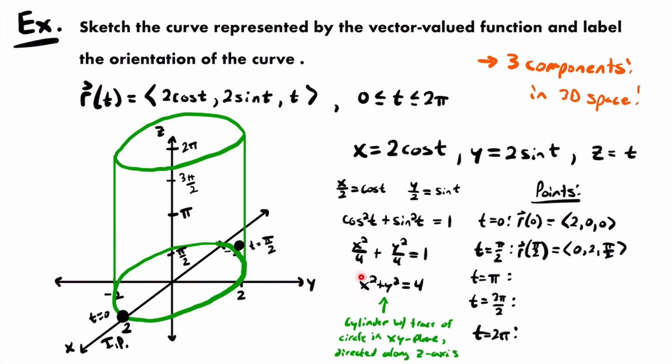Now next up we have t equals pi. If we plug that into our vector function, cosine of pi is -1, so we'll have -2. Sine of pi is 0, so this is 0, and t will just be pi. So r of pi is equal to -2, 0, pi. So let's plot that. Our x-coordinate is -2, so we're going to be back here. And then our z-coordinate is pi, so we're going to be right here.